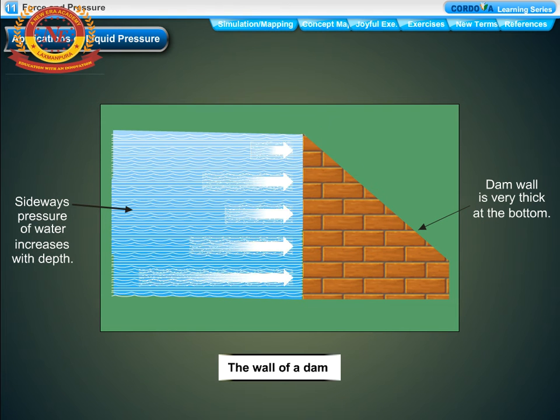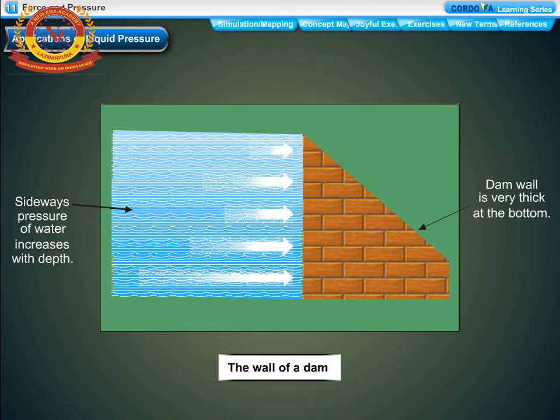The wall of a dam is made thicker at the bottom. Since water pressure increases with depth, the wall of a dam is made thicker at the bottom. A thicker wall can withstand a greater pressure exerted by the water at greater depth.